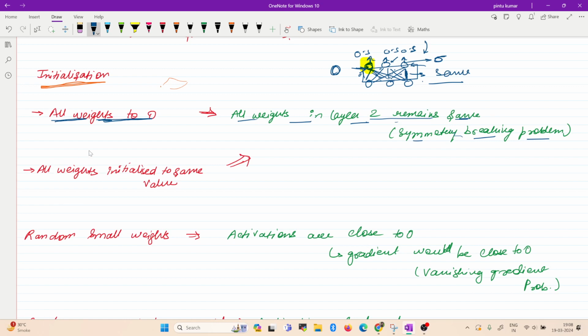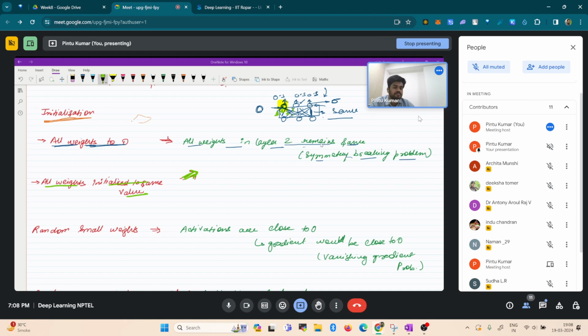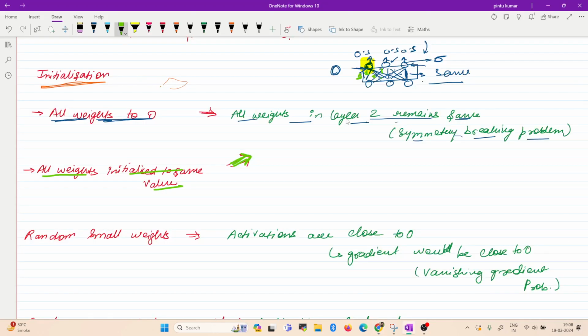The second problem is, even if you don't initialize all the weights to 0, but you initialize your weights to some same value, for example, let's say you take all these weights to be 1 throughout, then you will also suffer from the same symmetry breaking problem, where all the weights in this layer will remain the same. So we have talked about assigning all the weights to be 0 or all the weights to be the same. These two didn't work out well.